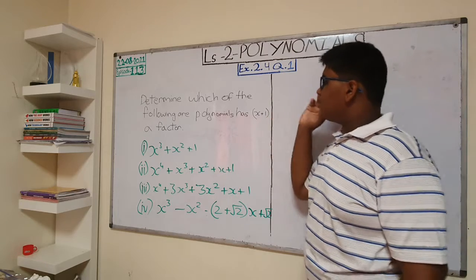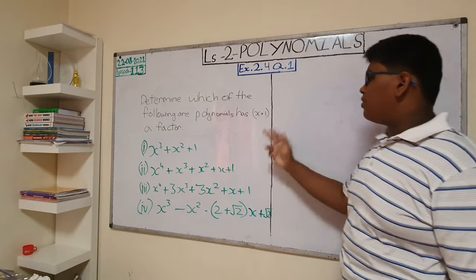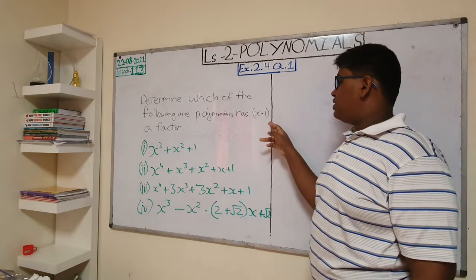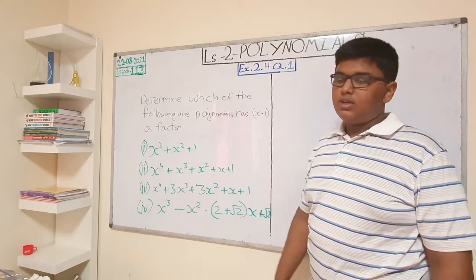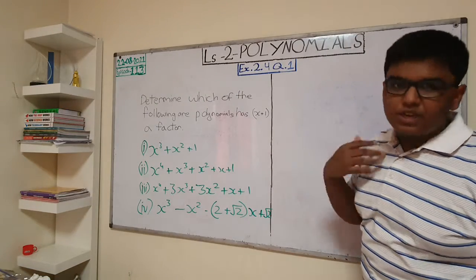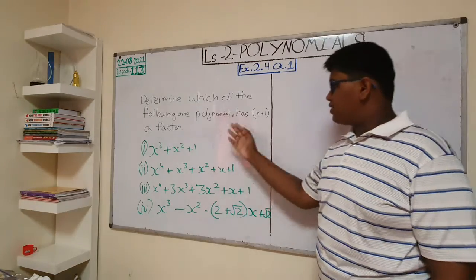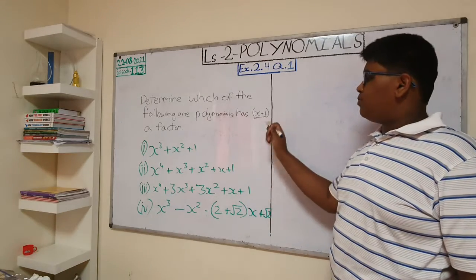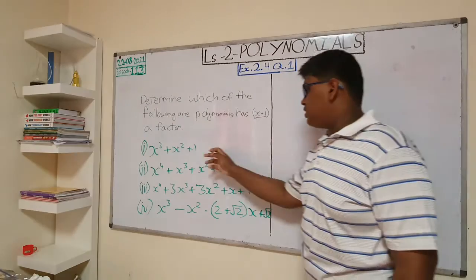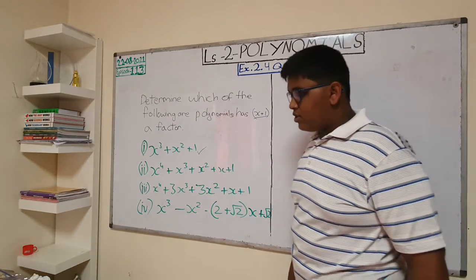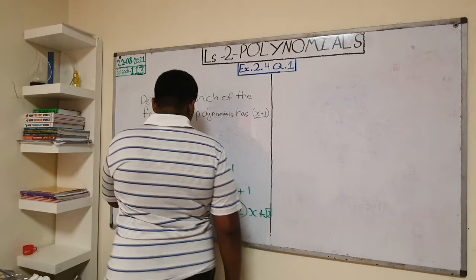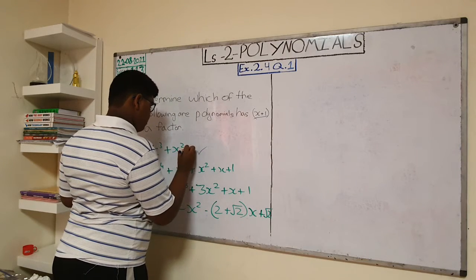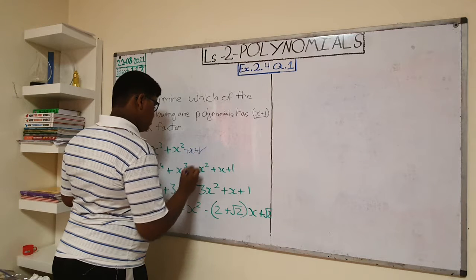The first question is, determine which of the following polynomials has x plus 1 as a factor. So we have to determine which of the following polynomials has the factor of x plus 1. Okay, now let's start with the first question. Our first question is x cube plus x square plus x plus 1.